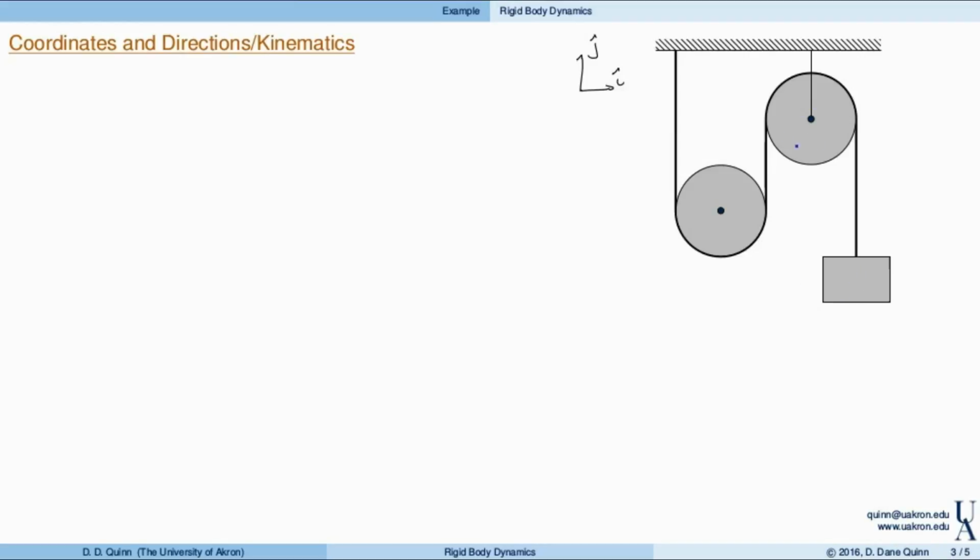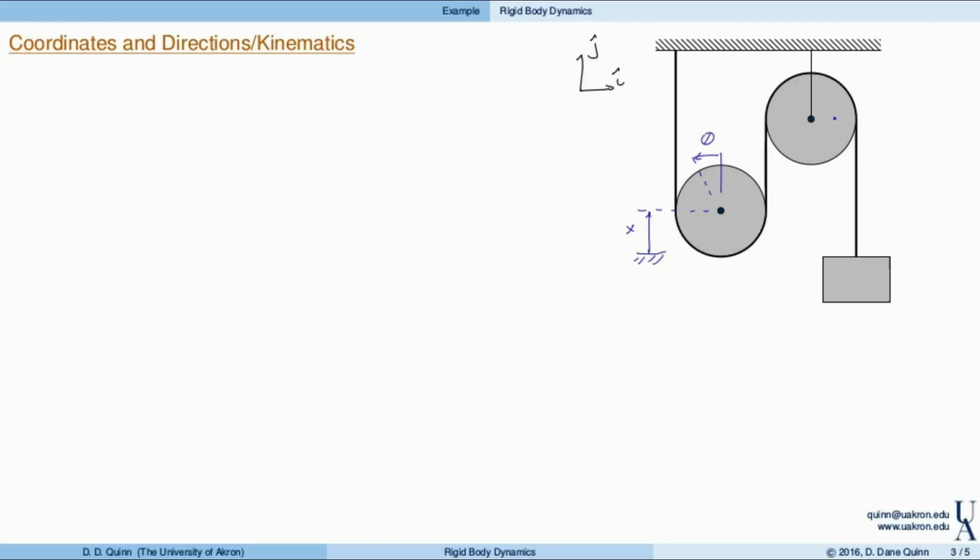The upper pulley simply rotates. Note that its mass center is fixed through this cable, so all it does is rotate. While this pulley both moves up and down, right, and rotates. So let's look at this, and we will measure the vertical displacement of the pulley as x, and the rotation of this pulley as theta.